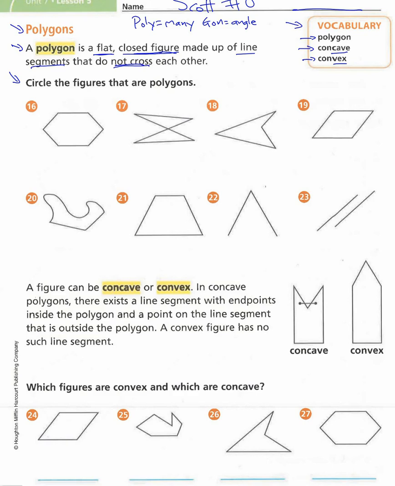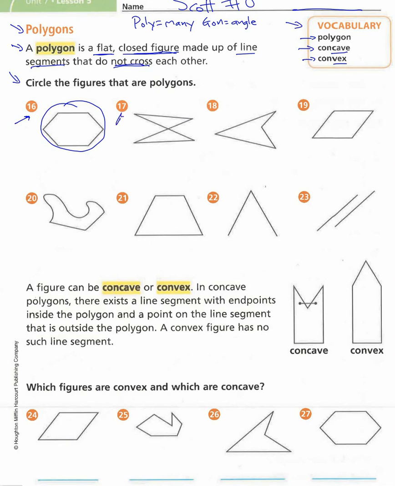So it says to circle the figures that are polygons. So let's look at number 16. Is it flat? Yes. Is it closed? Is there any openings? Nope. Is it made up of straight lines? Yes. And do any of the lines cross each other? No. So that one, yep, that is a polygon. Okay, so let's continue. And actually, if you want, you could pause the video and go on and answer these and then start it back up and see what I do, or else you can just continue with me.